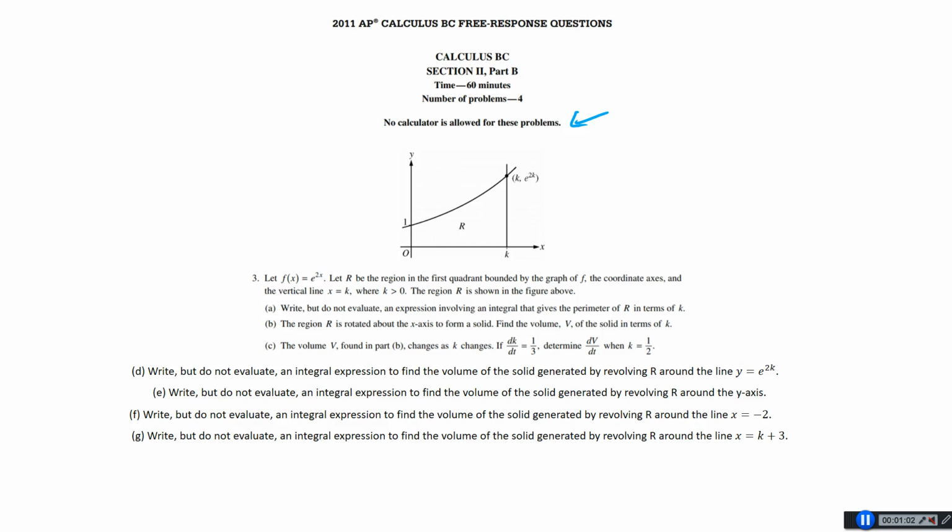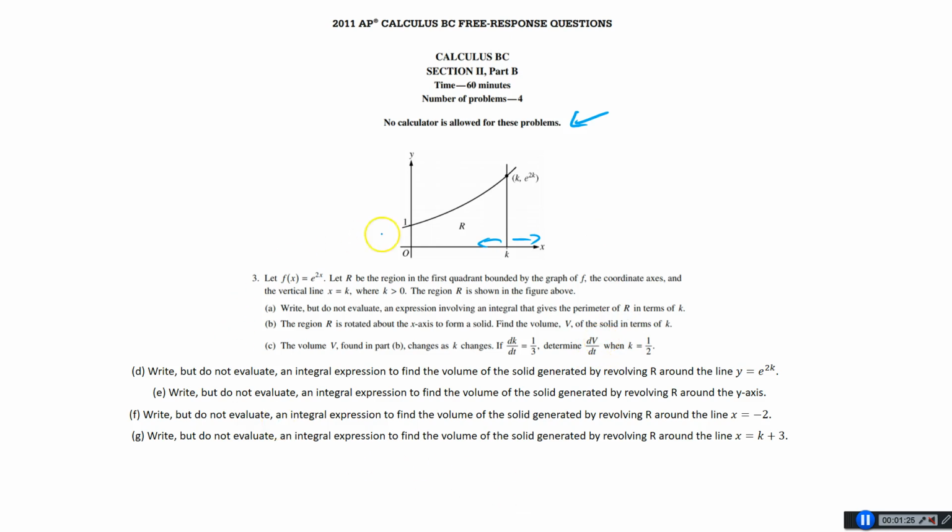Okay. First, write but do not evaluate an expression involving an integral that gives the perimeter of R. So I have to find the perimeter of it. Then we're going to rotate it around the x-axis and find the volume. Then they kind of sneak a related rates problem in here. So the volume V found in part B changes as k changes. Indeed, if k gets bigger, the volume is going to increase. If k gets smaller, the volume decreases. So if k is increasing at 1/3, determine how the volume is changing when k equals 1/2.